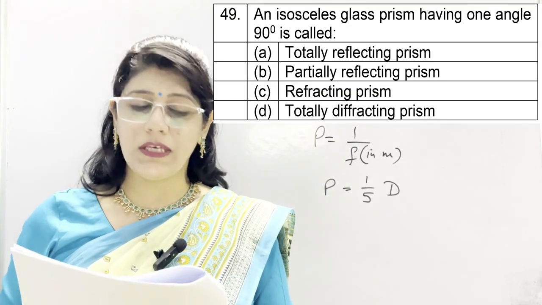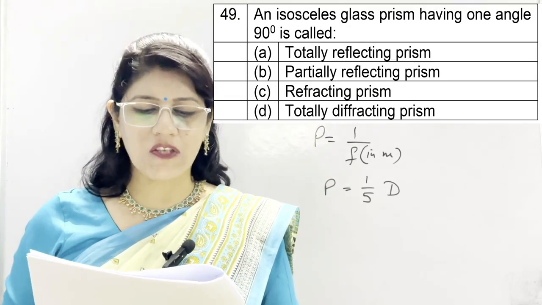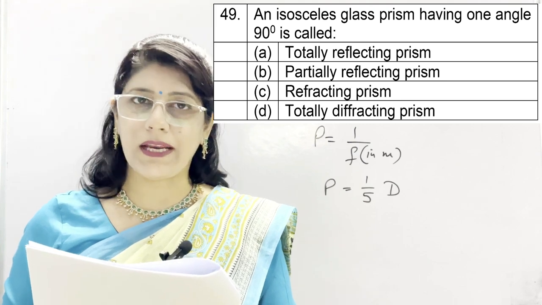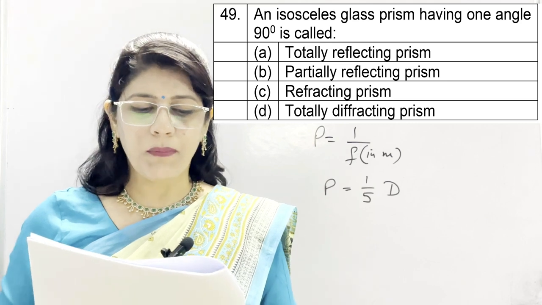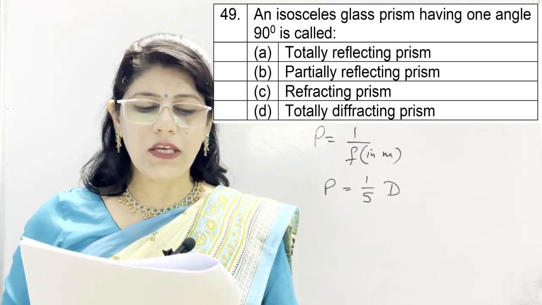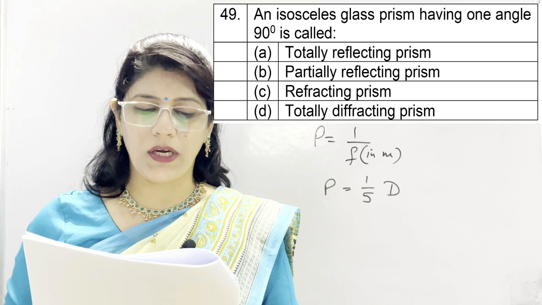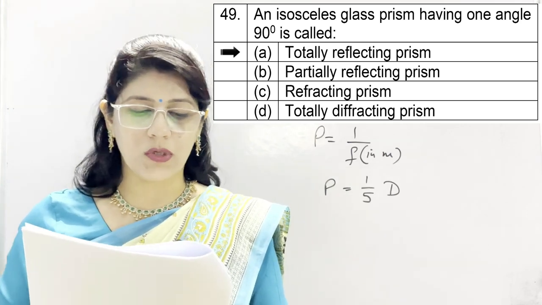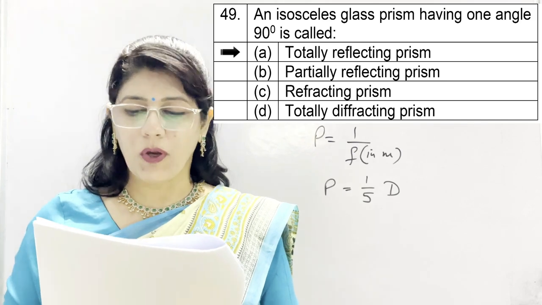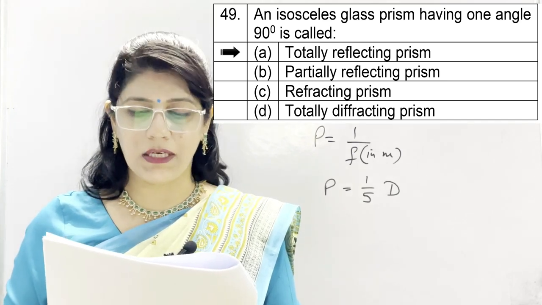In question number 49, an isosceles glass prism having one angle 90 degree is called: A totally reflecting prism, B partially reflecting prism, C refracting prism, and D totally diffracting prism. Option A is correct, which is called totally reflecting prism, because it turns the ray by 90 degree due to total internal reflection.